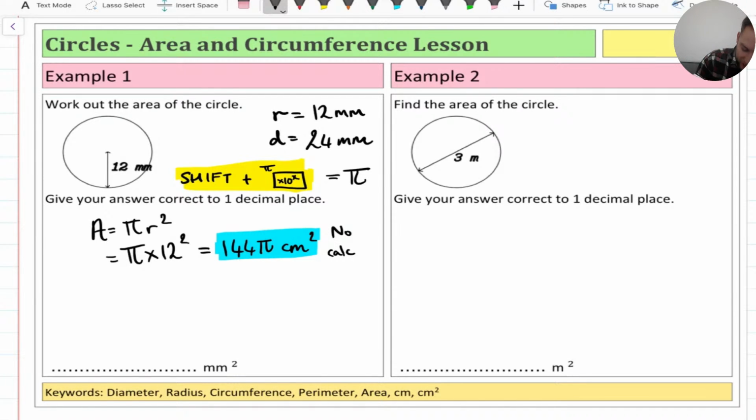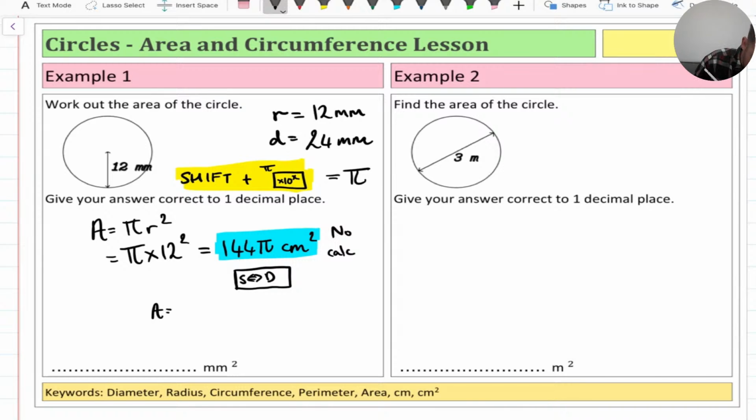But then if we want to change that on our calculator, we press the button which looks like this. There's a button which is S to D, like so. So I do 144 pi, 144 shift pi, and then press the S to D. Now this is saying it wants it to one decimal place.